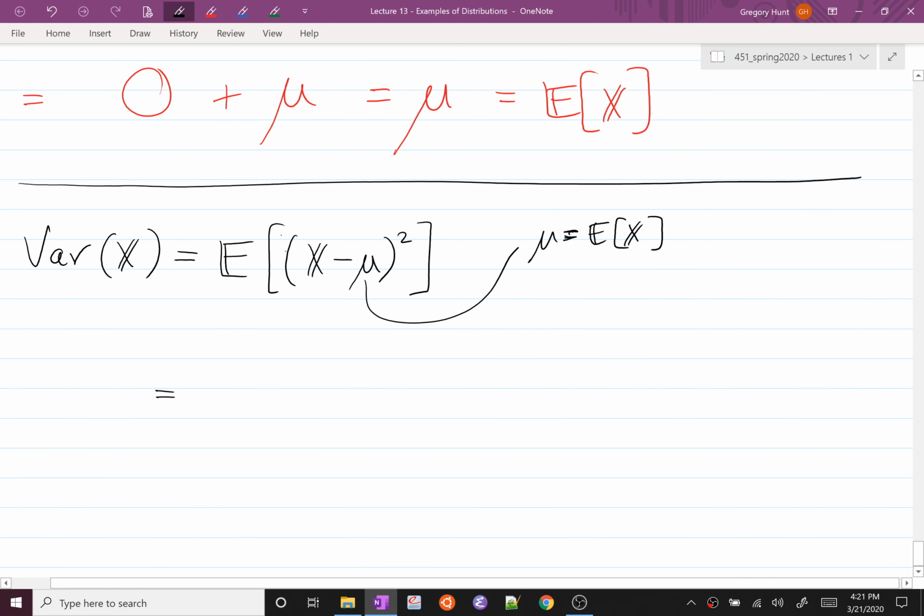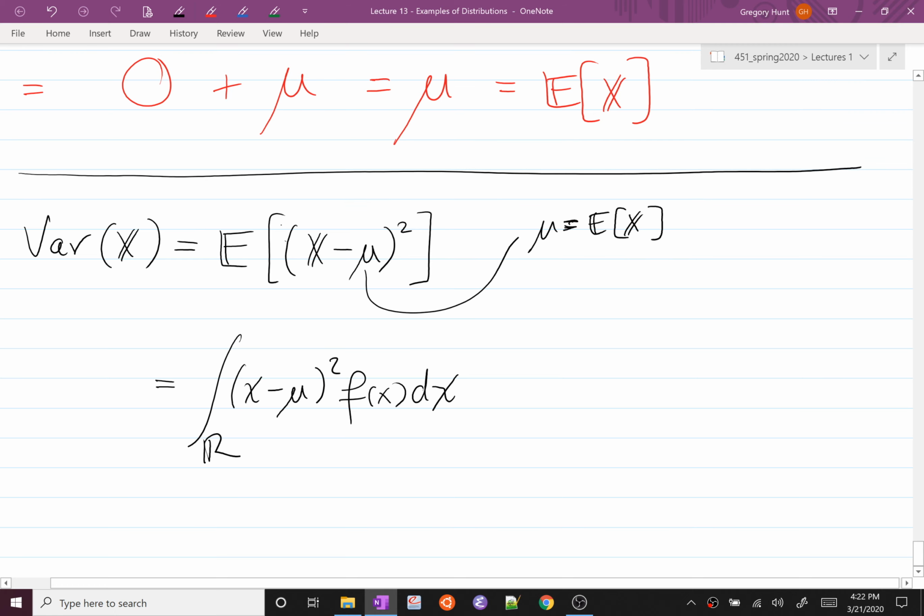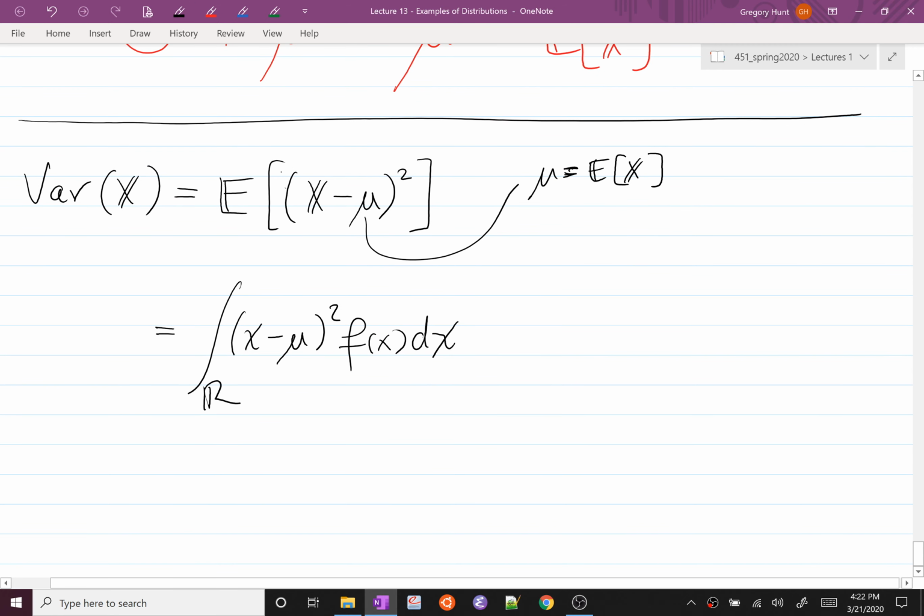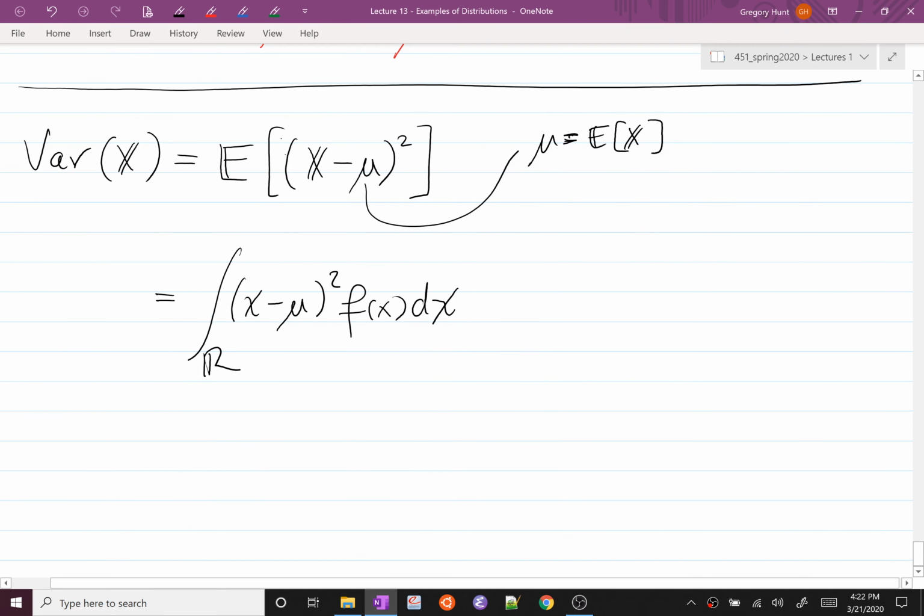And we can actually just calculate this integral, right? It's effectively a function of my random variable. The function is (x minus mu) squared. So we can calculate this expected value by integrating (x minus mu) squared times f of x dx. Okay.